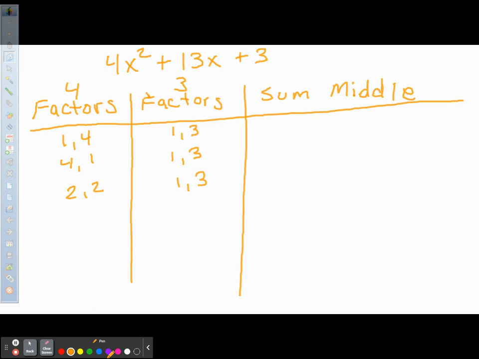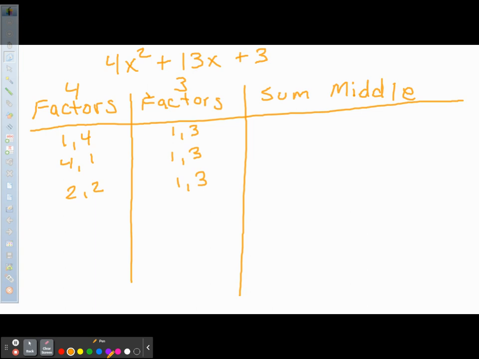So if I switch them around, it would still be 2x plus 3 times 2x plus 1, which, if you recall earlier, Allison asked me if it mattered if you did x plus 5 or x plus 3 first, and it doesn't matter. Because they're the exact same, that's why we only do it once. Okay. So these are all the different possibilities that it could be. You have to go through and figure out which one will give you 13x as the middle term.